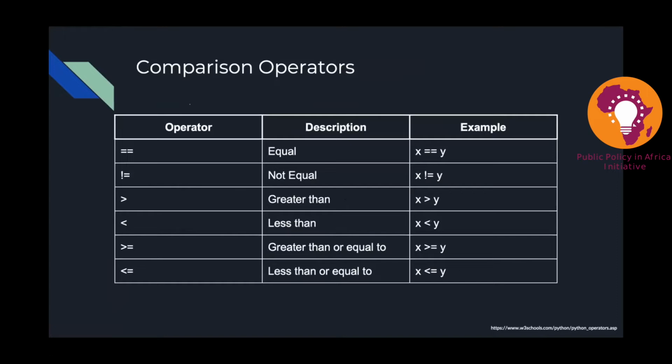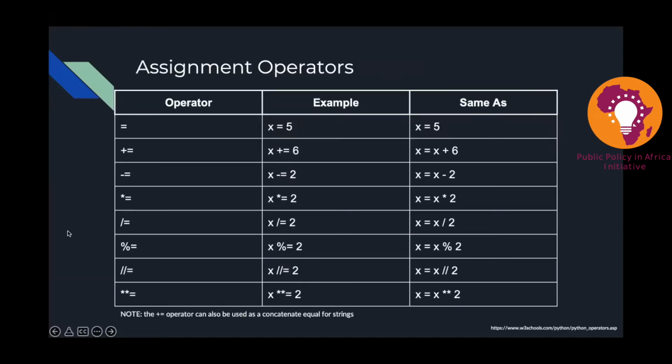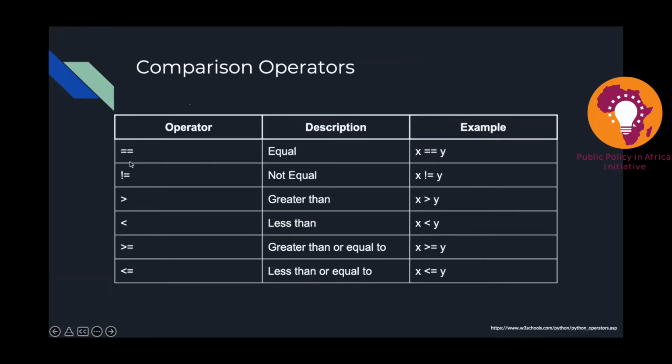Okay, so next we have the comparison operators. So the first one is the double equals. So the reason we use double equals is because we're already using single equals for the assignment over here, right? So we are using the double equals to check if two things are equal. So if we have x double equals y, basically what we're saying is, is x equal to y? This will be true if they are equal and false if they're not equal.